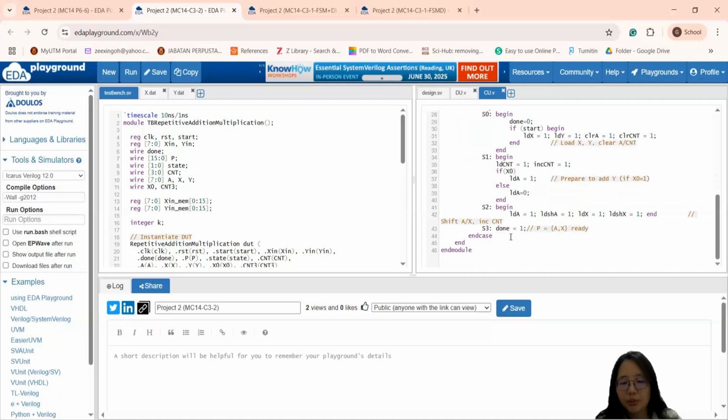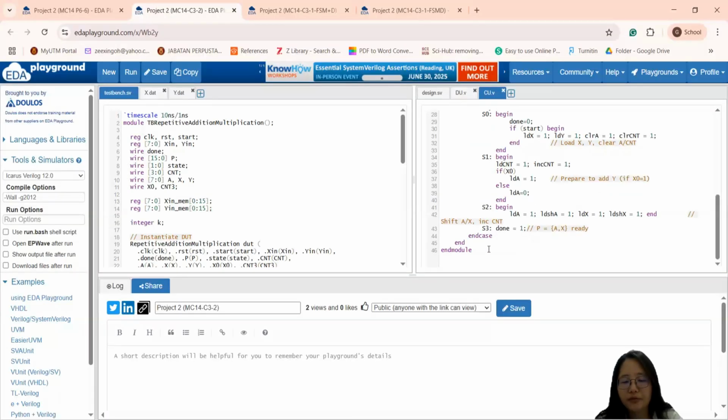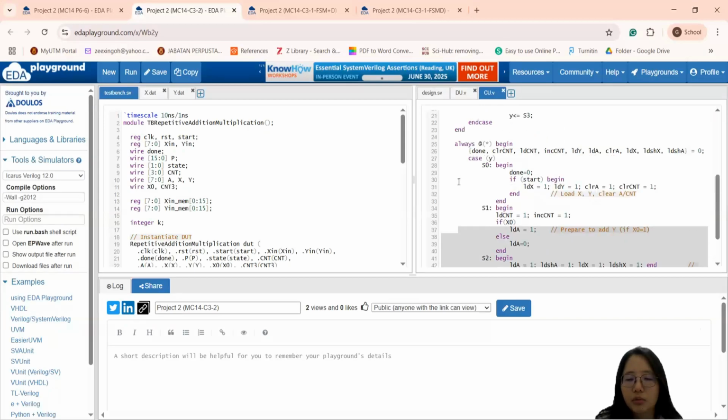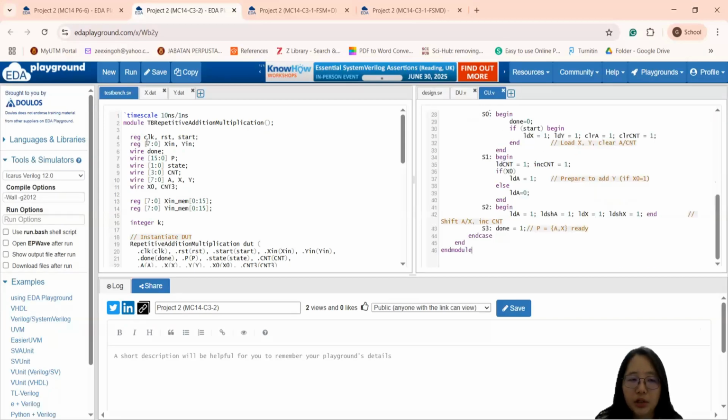But I will put it at step 1 because it is impossible for us, if we are using FSM plus D and we want to directly see count equal to 8 after count equals count plus 1 in the same state. So I will put count equals count plus 1 at step 1. So we can directly get count equal to 8 and trigger to step 3 instead of it shifting too many times.